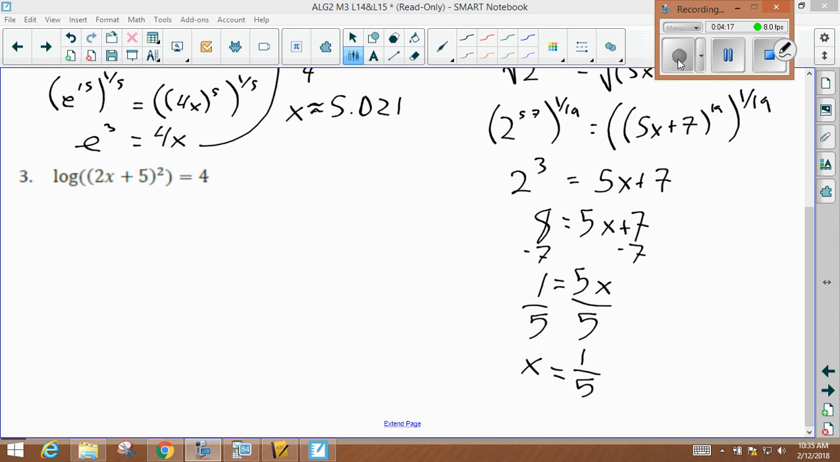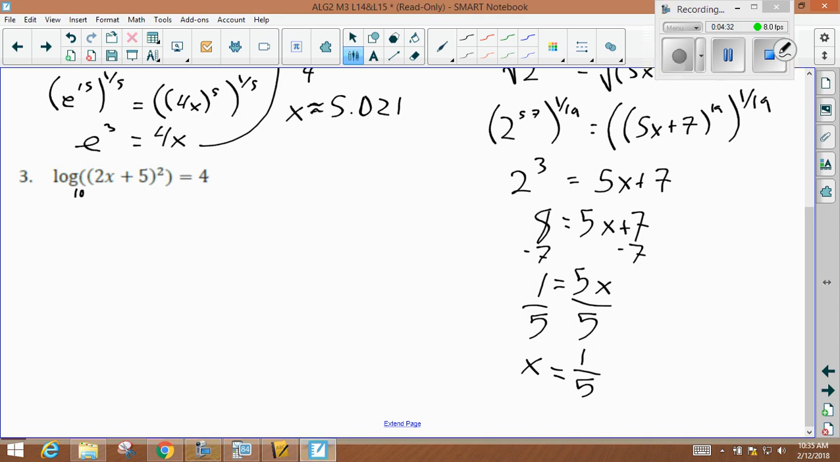Let's do another one. So let's get number 3 done. It has already been written with one logarithm, so let's go ahead and write that as an exponential equation, or in terms of exponents, rather. So this is log base 10, remember? If there's no base, it's assumed your base is 10. So let's write that as 10 to the 4th power equals 2x plus 5 squared.